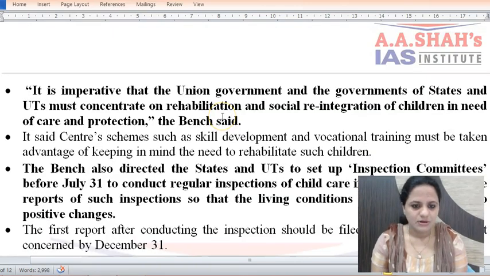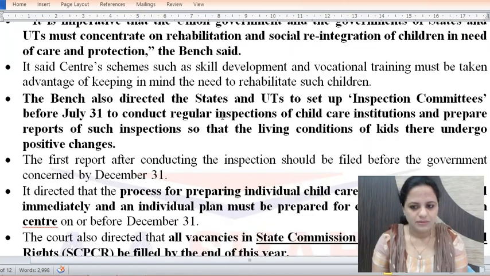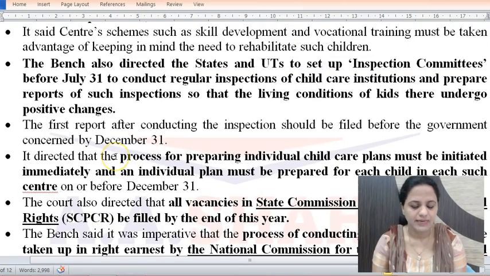So this is the order coming forth from the Supreme Court. Also, it has said that states and union territories should set up inspection committees before July 31 to conduct regular inspections of childcare institutions and prepare reports of such inspections. So this is also mandated now.